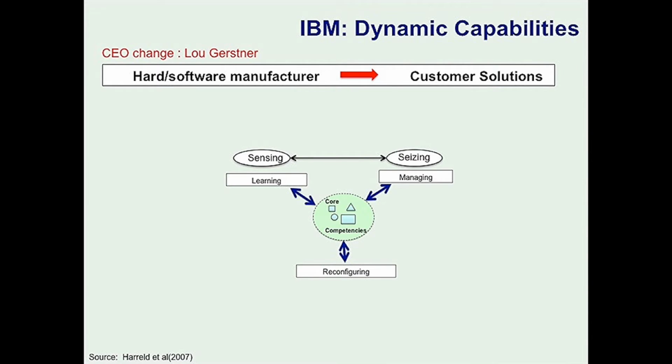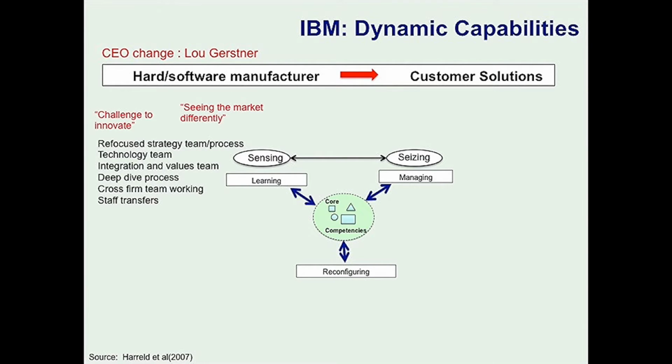So let's look at the specific routines IBM put in place, according to its Senior Vice President for Strategy at the time, Bruce Harreld. Well, starting with sensing routines, Harreld talks about a significant shift in the function of IBM's strategy team. As in many traditional firms, this team's focus had been on the annual strategic planning process. But to Gerstner, that process and the document that was produced was worthless chartware, he called it.